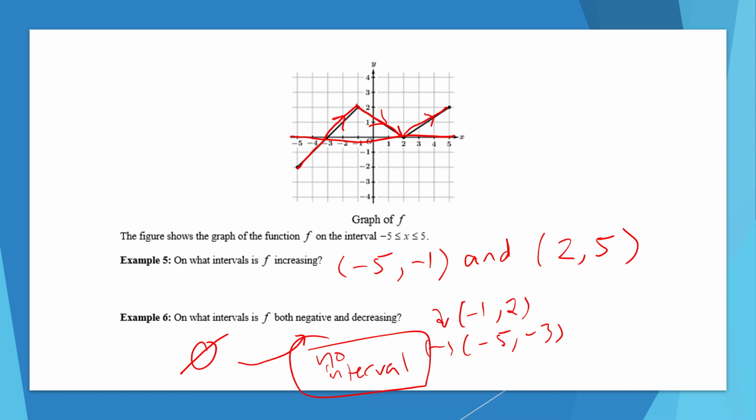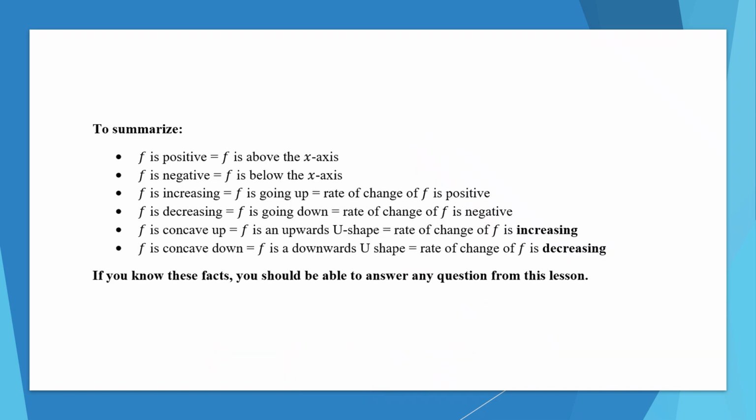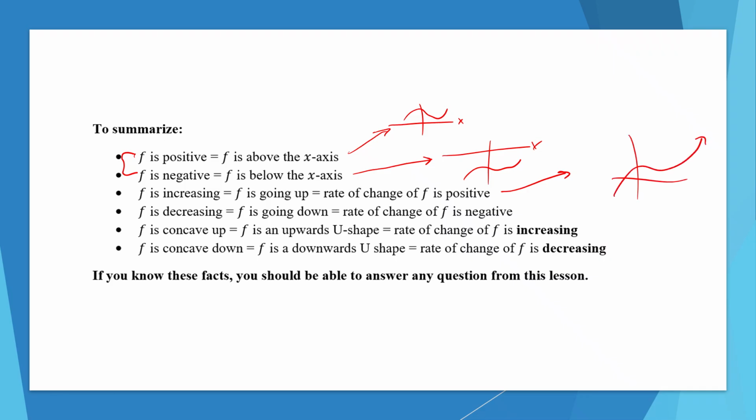Any of those would be the correct answer for example number 6. Very tricky question. All right, so just to summarize, if the function is positive, then that just means it is above the x-axis here. If a function is negative, that just means the function is below the x-axis. If a function is increasing, that just means the function is going up. This also means the rate of change or slope is positive.